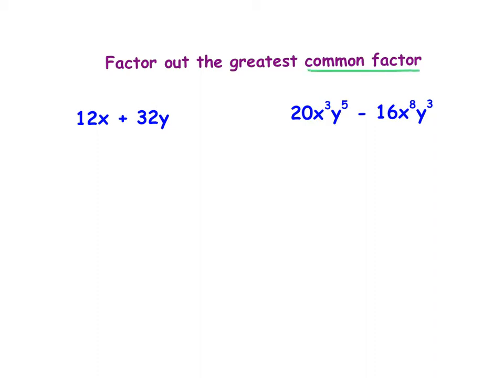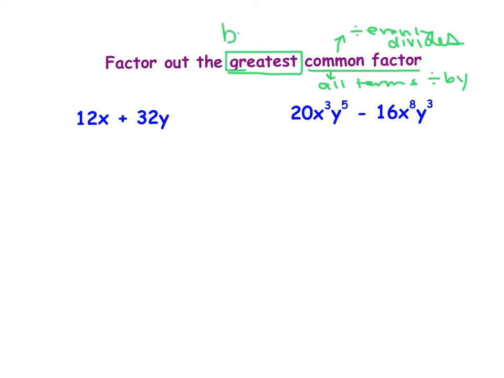First, a common factor. Remember, a factor is a number that evenly divides another number. Now, if we're looking for a common factor, we're looking for one that all the terms we have are divisible by. So when we're looking for a common factor, we're looking for a number that both of the terms are divisible by. Now we're also going to look for the greatest common factor. So this means we're looking for the biggest number that both of those terms are divisible by.